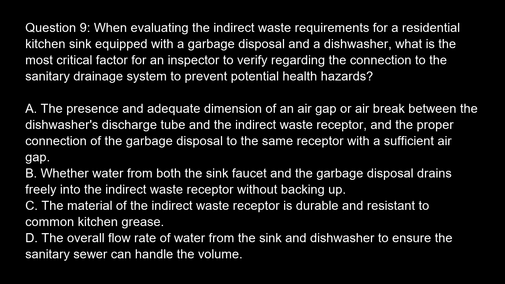Option A. The presence and adequate dimension of an air gap or air break between the dishwasher's discharge tube and the indirect waste receptor, and the proper connection of the garbage disposal to the same receptor with a sufficient air gap. Option B. Whether water from both the sink faucet and the garbage disposal drains freely into the indirect waste receptor without backing up. Option C. The material of the indirect waste receptor is durable and resistant to common kitchen grease. Option D. The overall flow rate of water from the sink and dishwasher to ensure the sanitary sewer can handle the volume.